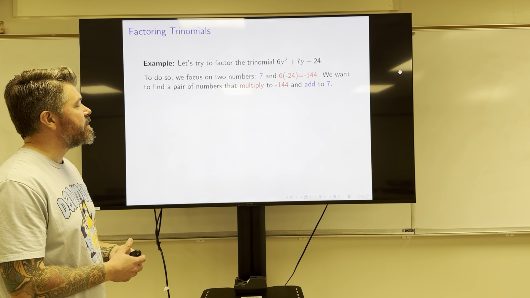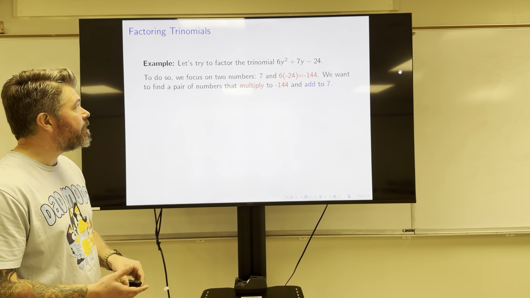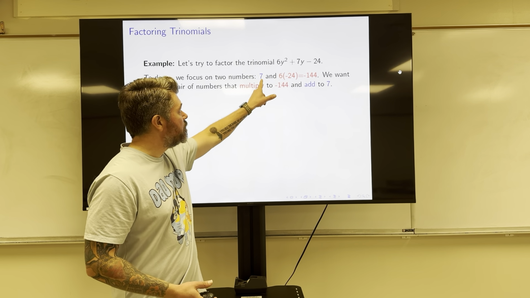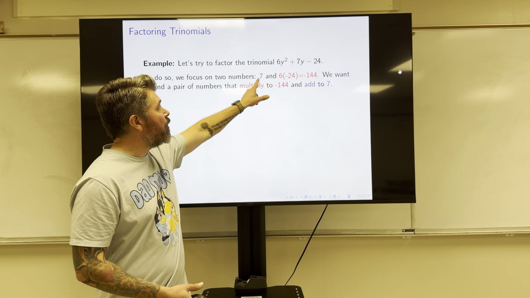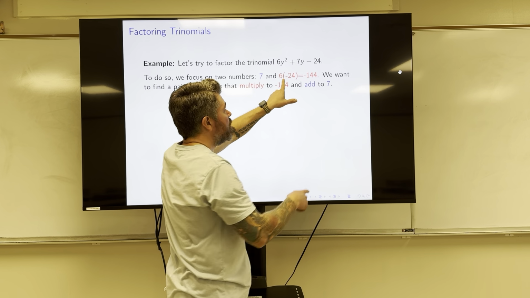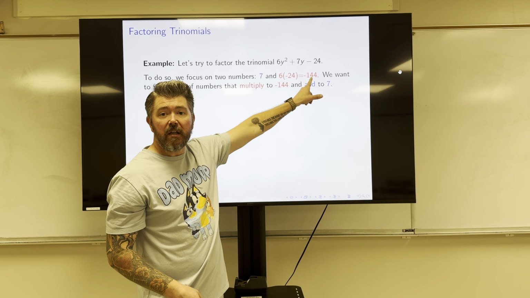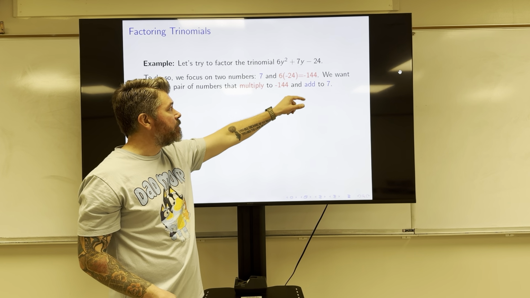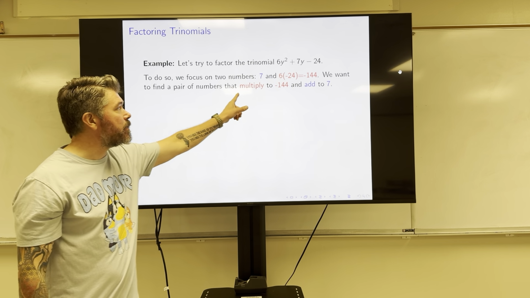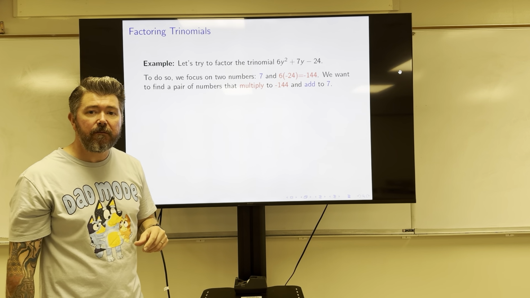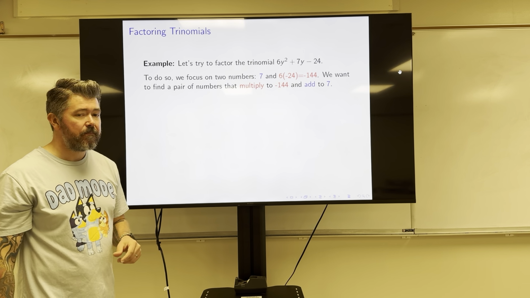6y squared plus 7y minus 24. So we still want to focus on the middle term, our 7, right? But now we want to focus on the first and last. So let's multiply. 6 times negative 24 is negative 144. Okay, we want to find a pair of numbers that multiply to negative 144 and add to positive 7.